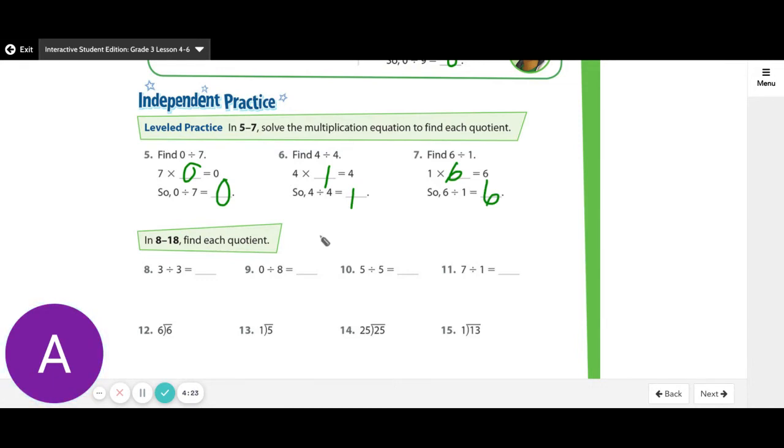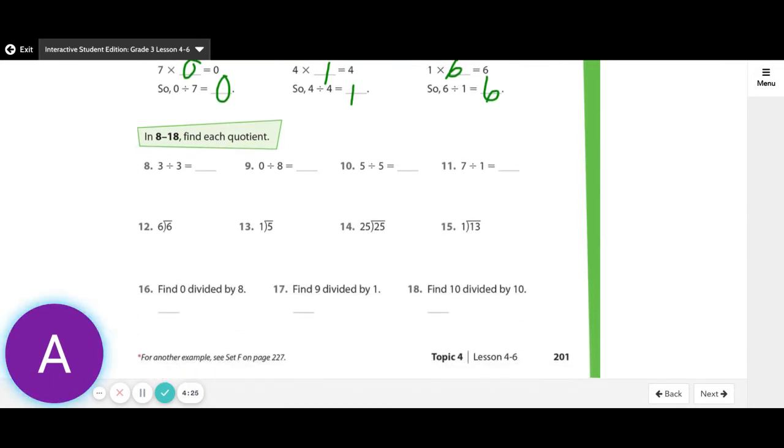Think back to those fact families as well. 3 divided by 3 is 1. 0 divided by 8 is 0. 5 divided by 5 is 1. 7 divided by 1 is 7. I want you to try 12 through 18 and then play the video when you're ready to check.